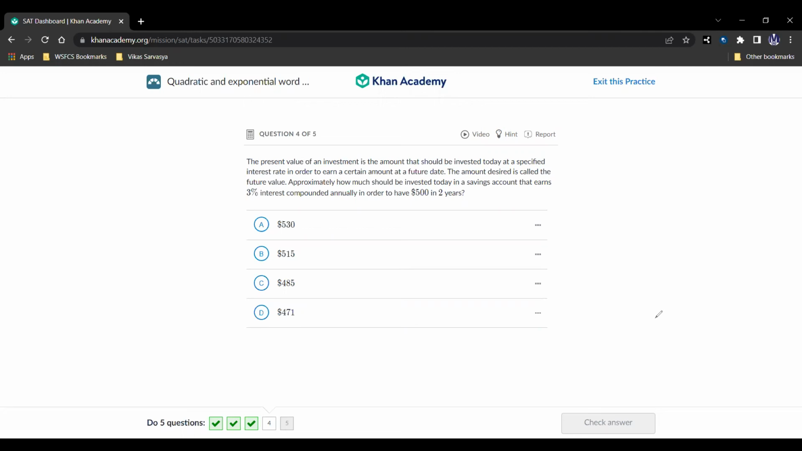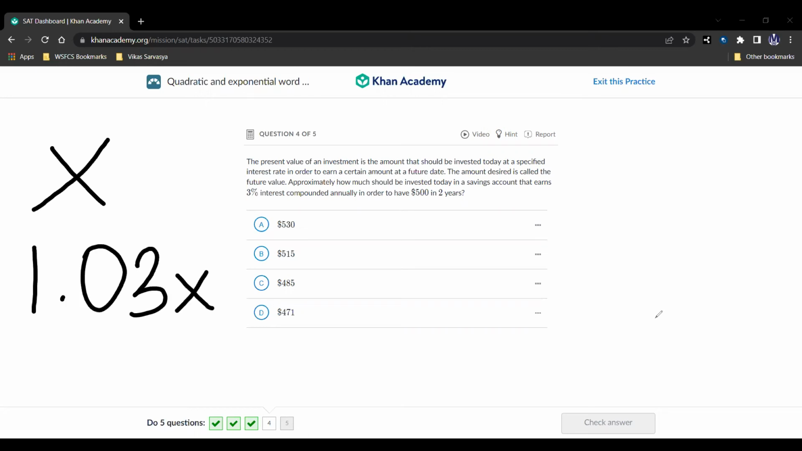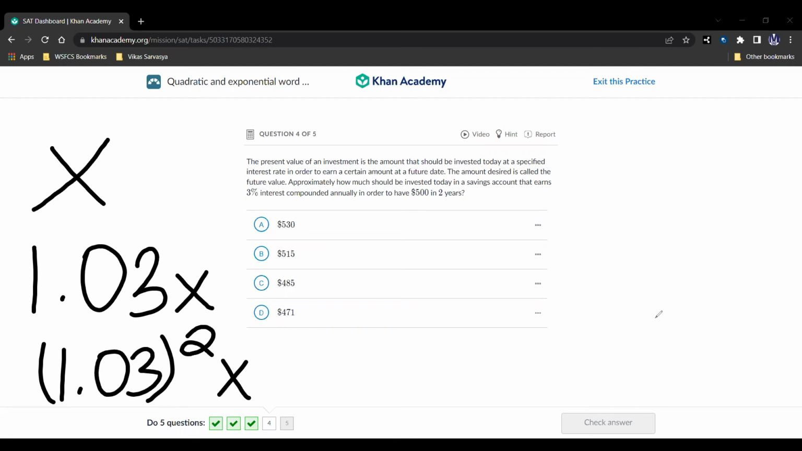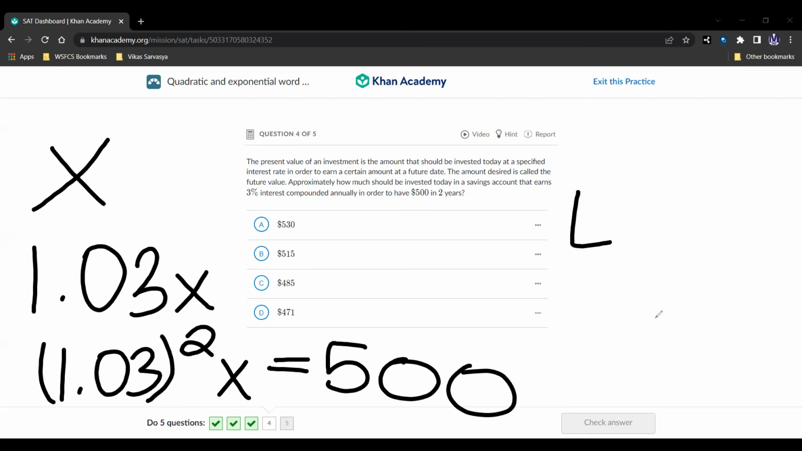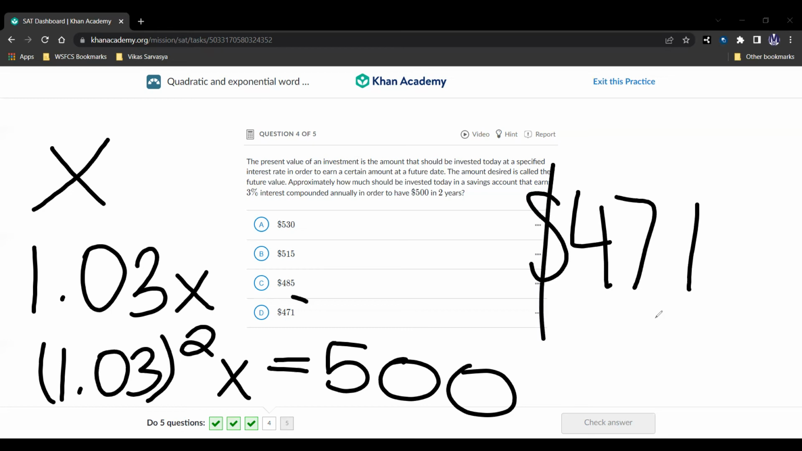Well, you start at, say, x. You compound that once to get 1.03x after a year. And then the second time you get 1.03 squared x. And that's after 2 years compounded annually, so you're going to have $500 at that point. So we just take our calculator, that's calculator active, right? You see the icon, and then you get 500 divided by 1.03 squared, and we get our initial value to put in as $471, or choice B, and that is our answer.